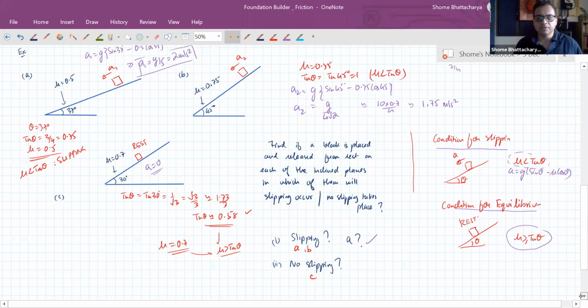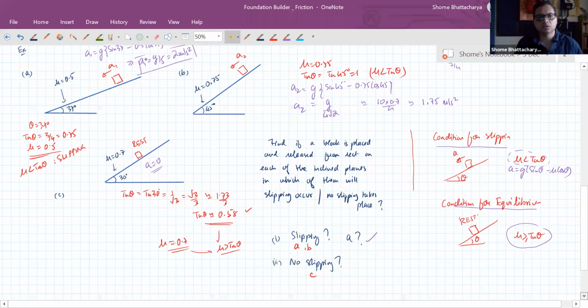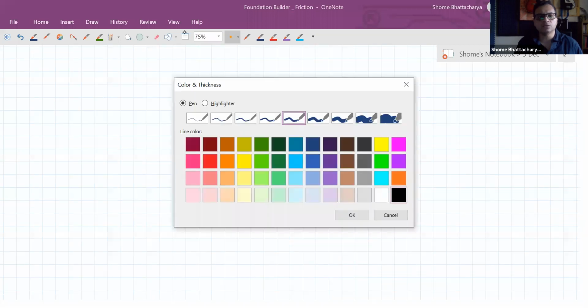Okay. So related to this, there is a term called angle of repose. Okay, there is a definition or a term called angle of repose. So for a given inclined plane which is rough, we define the angle of repose as the angle at which mu becomes equal to tan theta.